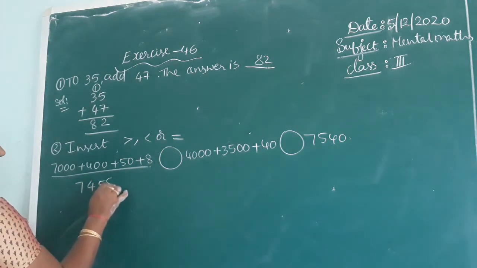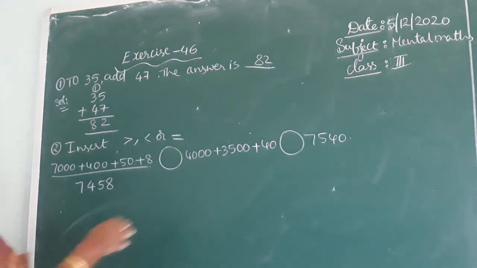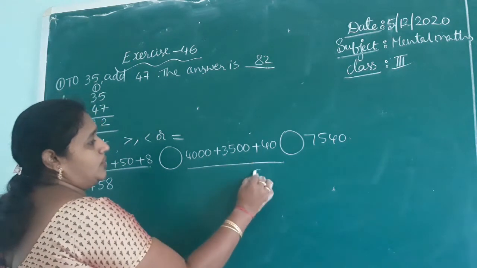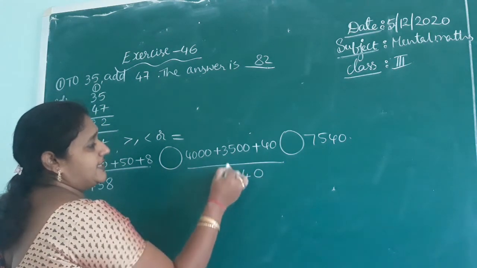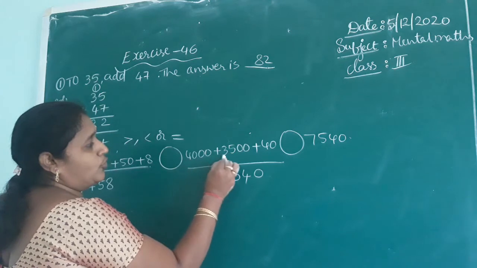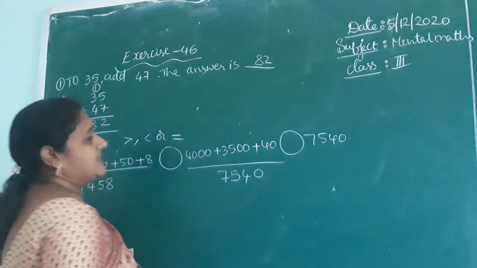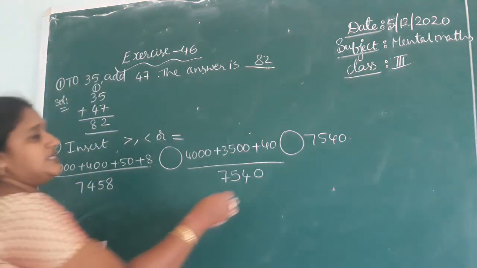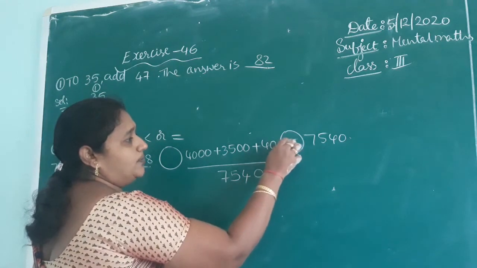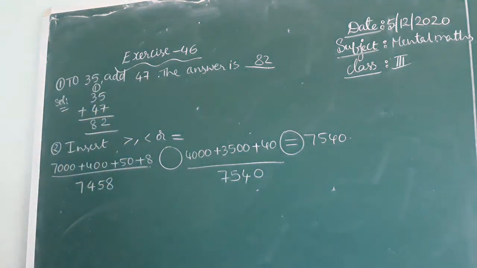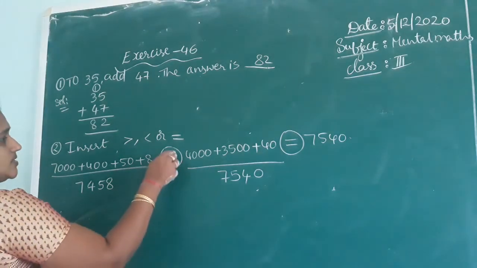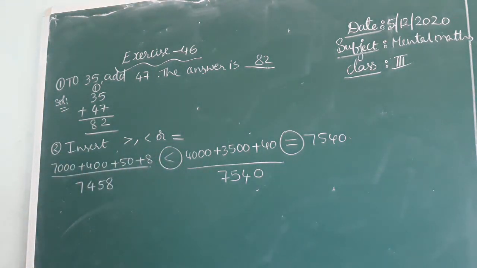It is 7,000, 400, 5 tens and 8. That is 7,458. Here, 7,540. If you observe these two numbers, the first is 7,458 and the second is 7,540. Thousands place 4 plus 3, 7. Tens place 4 and hundreds place 5. Compare 7,400 and 7,500. The second is the greater number, so put the less than symbol.